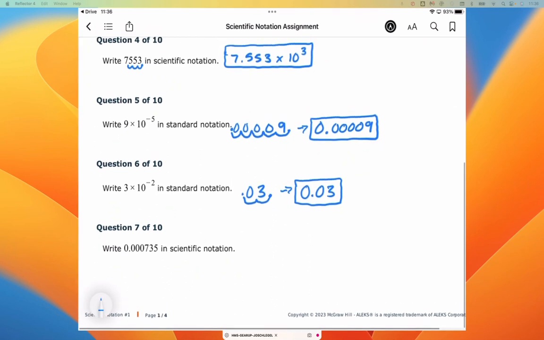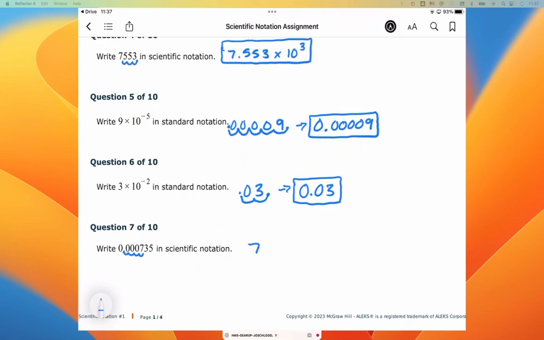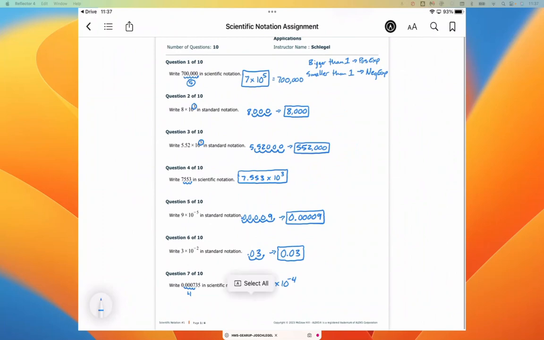Number 7, we want one number that is not 0 in front of the decimal. And so to do that, we need to move the decimal 1, 2, 3, 4 spots, which makes us at a place where we have 7.35, and we moved 4 total spots, so times 10 to the 4th. But I need to remember to make sure that I say that that 4 is negative, because this number is less than 1. Need to be very careful with the positive or negative exponents that we put on these things.